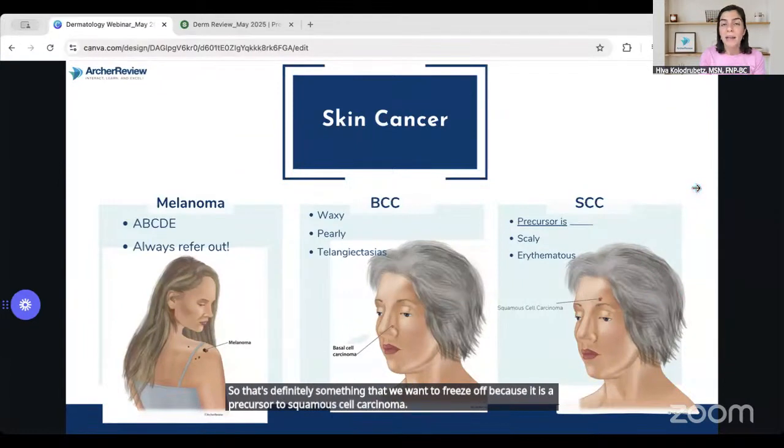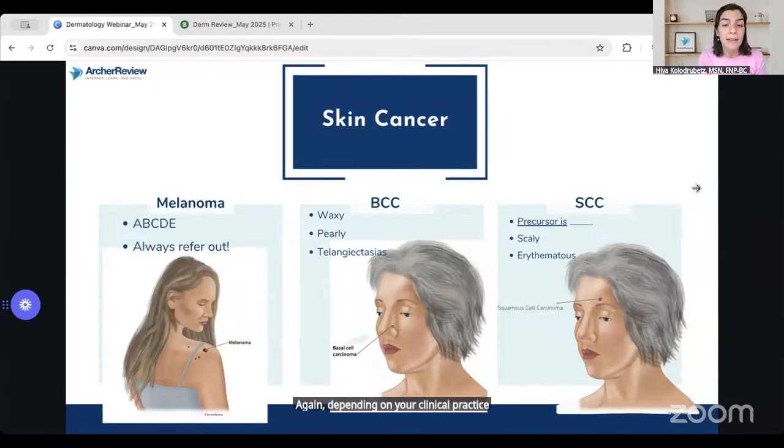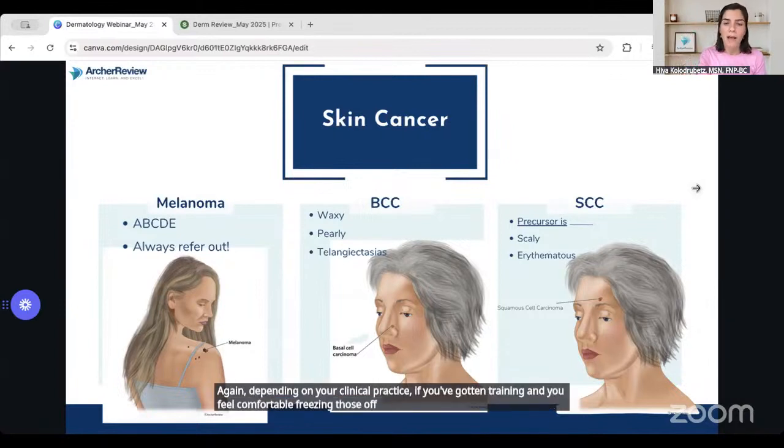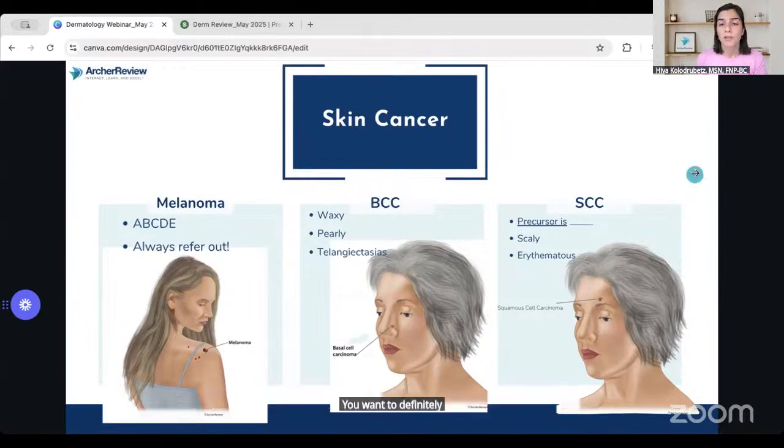Again, depending on your clinical practice, if you've gotten training and you feel comfortable freezing those off, you can quickly freeze those off and then really encourage that sun protection, sunscreen. If that's just not something you're comfortable with or not within your wheelhouse in your clinical practice, you want to definitely send it over to dermatology and they will freeze it off for you.